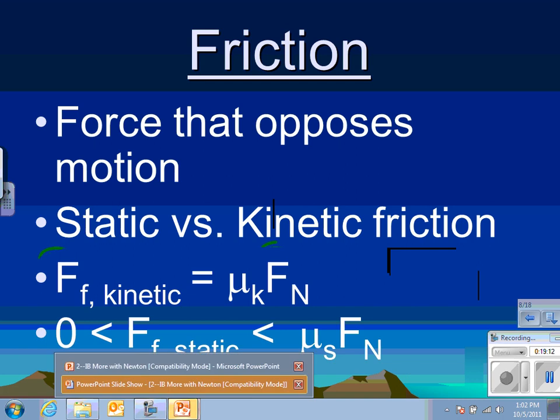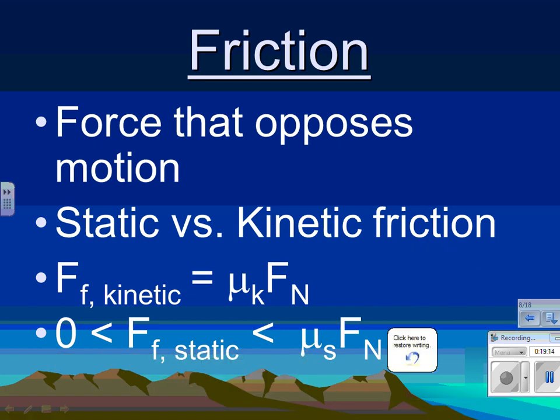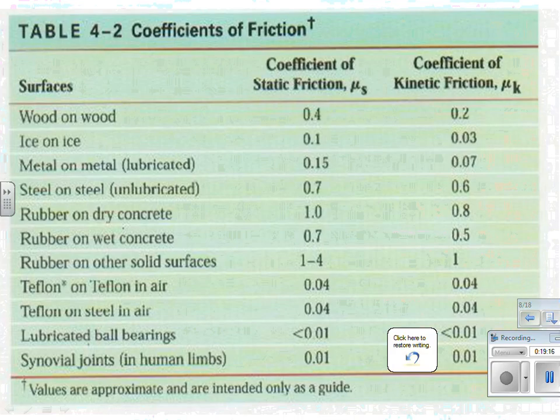Let's look at some coefficients of friction just for fun. You don't need to memorize these. But here are some coefficients of friction. And notice you have a different coefficient for static friction than you do for kinetic friction. And the coefficient for static friction is always greater than kinetic friction because static friction is potentially stronger than kinetic friction. The maximum value of static friction is higher.